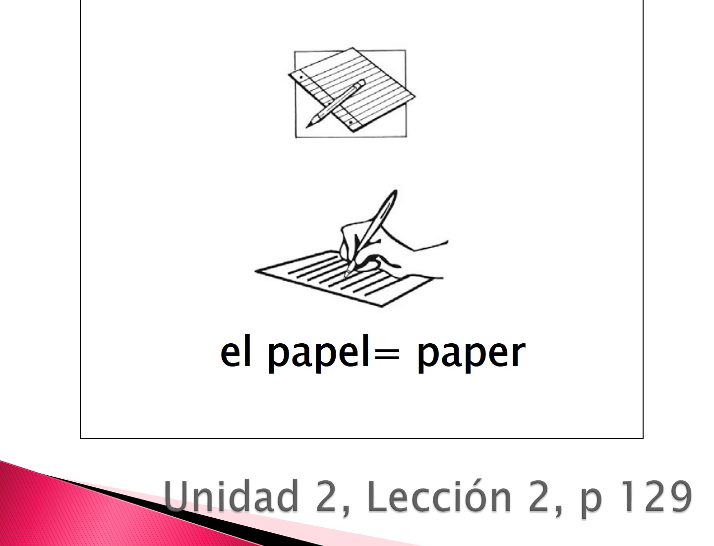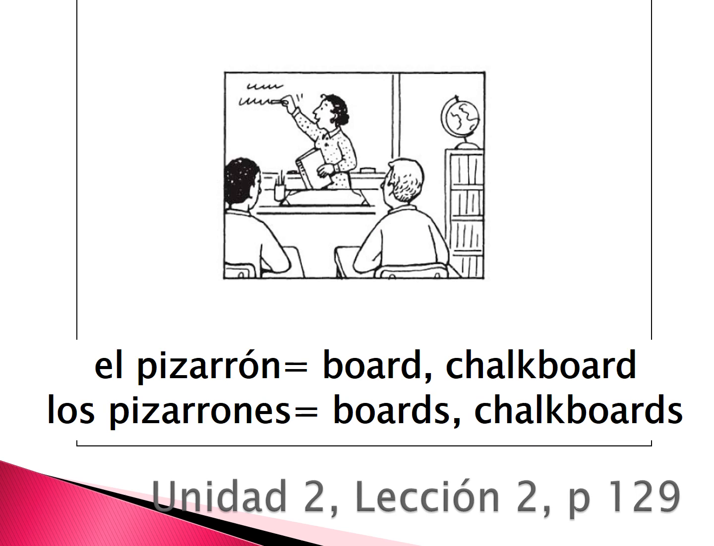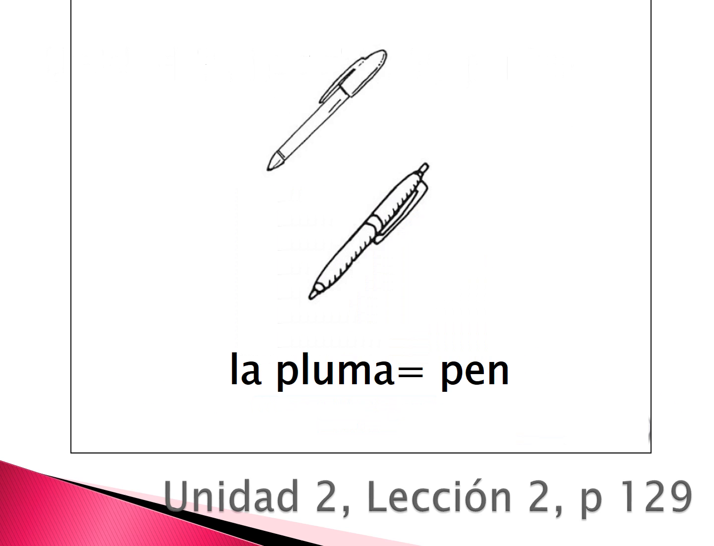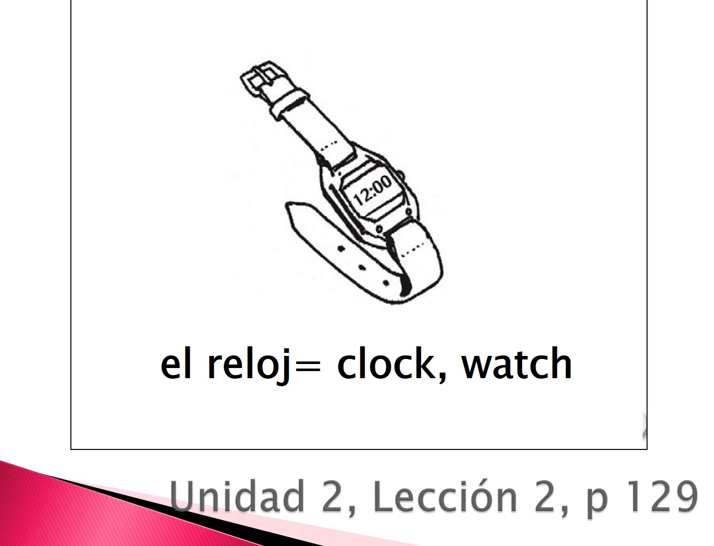El papel, paper. El pizarrón, board or chalkboard. Los pizarrones, boards or chalkboards. La pluma, pen. La puerta, door. El reloj, clock or watch, pardon me. To make el reloj plural, we'd add es to it and use los. Los relojes would be clocks or watches.